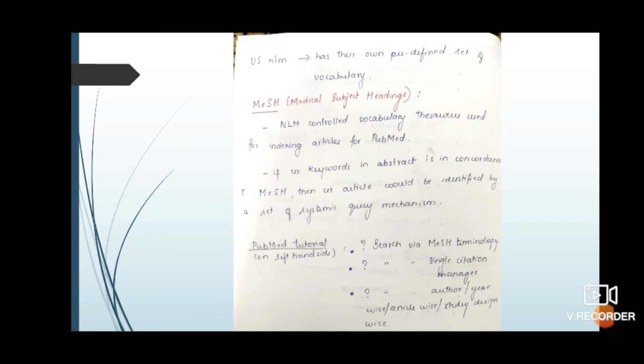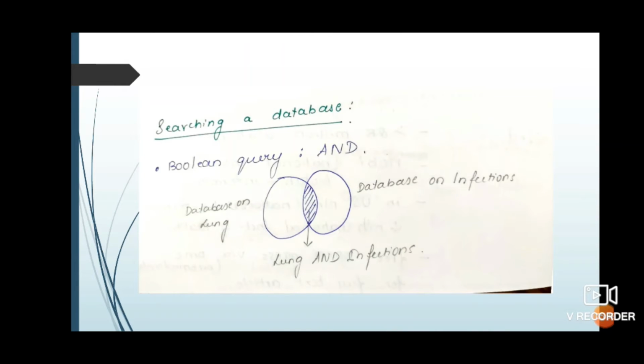And the PubMed tutorial is on the left hand side of the window. If we open PubMed and look, it contains lots of newer updates and options, like we can search via MeSH terminologies, or use the single citation manager, or search by name of authors, or year wise, or article wise, or study design wise. Whatever is feasible for us, we can search via the latest updates of PubMed. And when searching in a database, we can use something called a Boolean query, which will save our time even more.